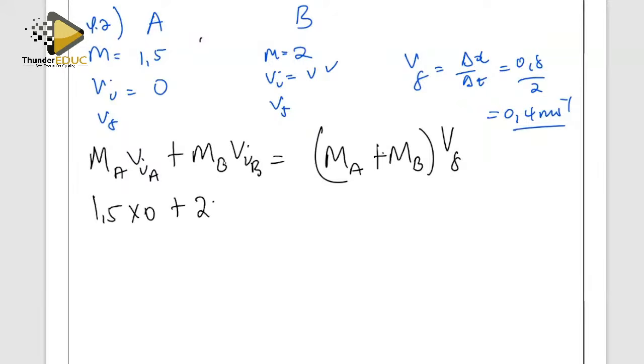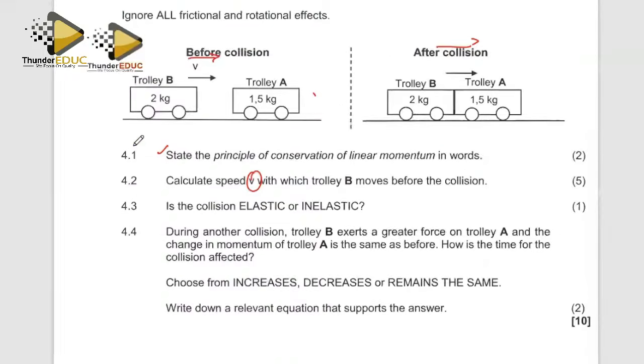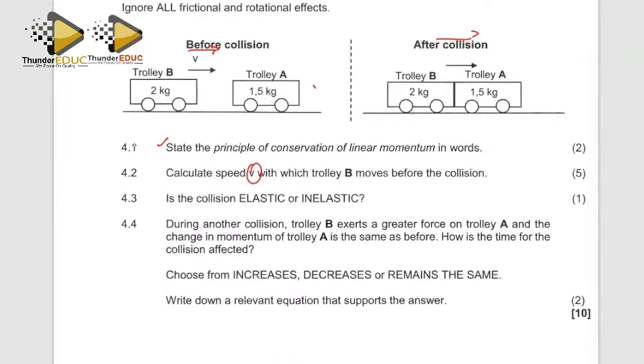This is 2 multiplied by V is equal to 1,5 plus 2 multiplied by 0,4. So we're going to have 2V being equivalent. That's going to be 3,5 multiplied by 0,4. I'm getting 1,4. And then V becomes 0,7 meters per second. So that is 4.2 that the question wanted.